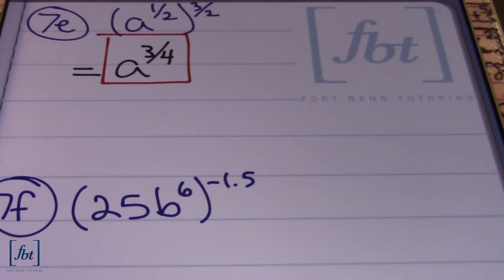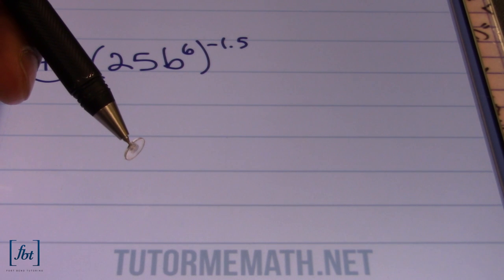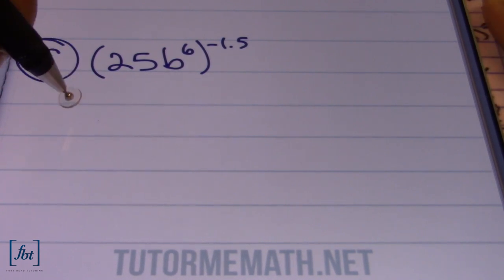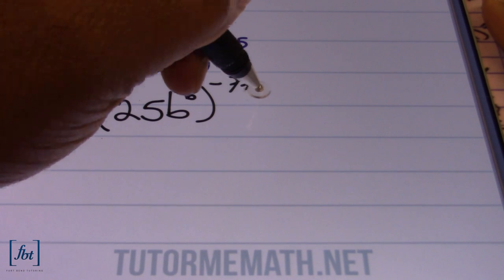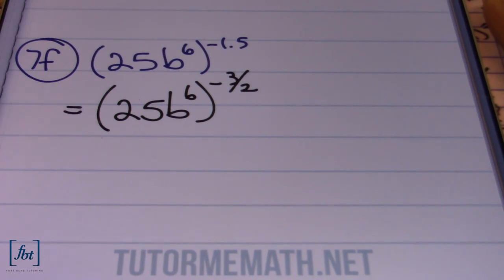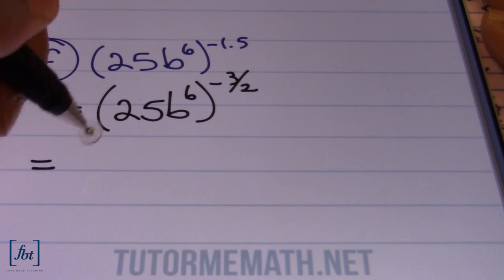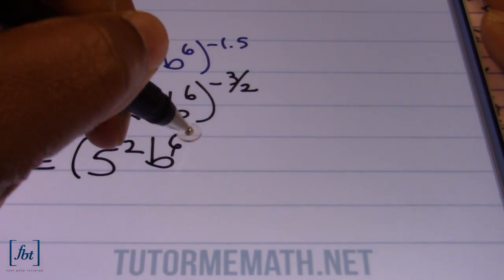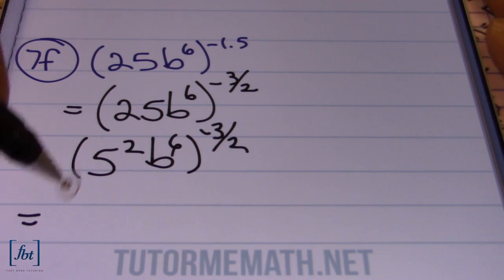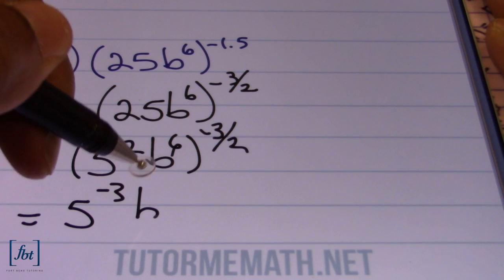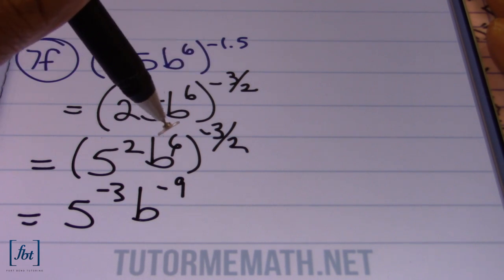7F. With 7F, we have 25b to the 6th power raised to the negative 1 and 5 tenths. This is not going to stand as it is. I'm going to rewrite this as 25b to the 6th power raised to the negative 3 halves power. Yeah, we like our rational exponents in this video. So, because my driving force of the problem is 2, I'm going to show that 25 is 5 squared. Now, multiplying my exponents, we end up with 5 to the negative 3rd power and b to the negative 9th power. See, that 2 goes into 6 3 times. 3 times negative 3 is negative 9.